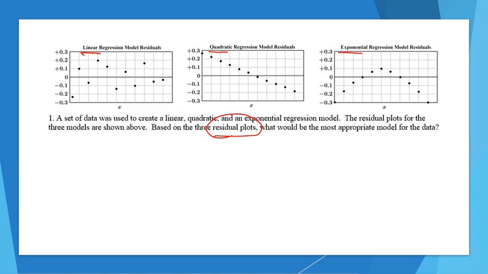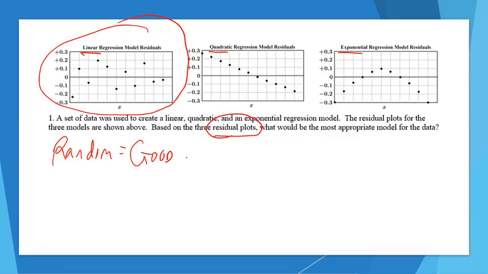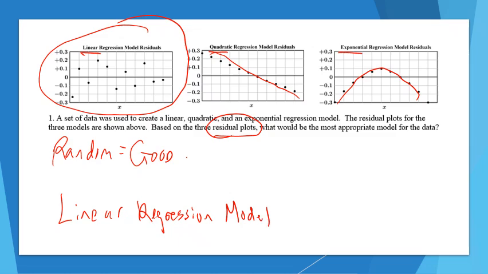With residual plots, all you really need to know is random is good, right? If we see a random residual plot, then that means that model is a good fit. It's very appropriate for the data. And so the most random residual plot is the linear regression model, this one. This one and exponential regression models have a clear pattern within the residual plots. So here I would put linear regression model. And that's because the pattern of the residuals are random.